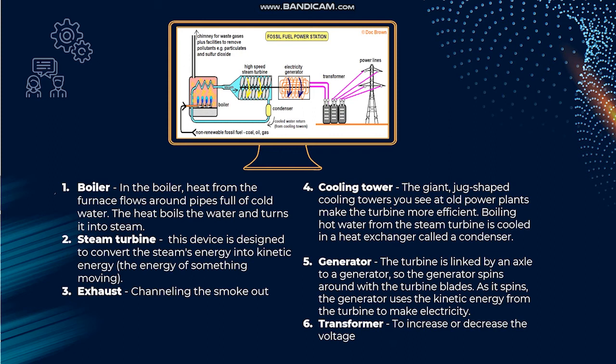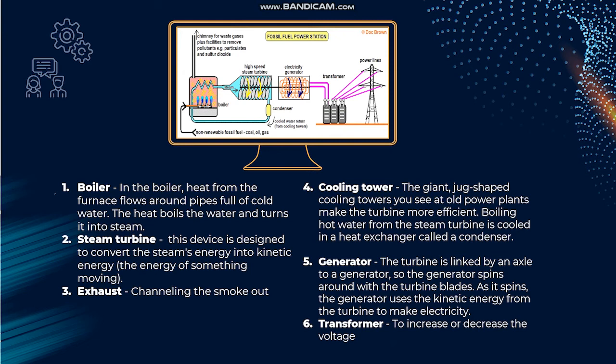First is boiler. In the boiler, heat from the furnace flows around pipes full of cold water. The heat boils the water and turns it into steam. Second is steam turbine. The device is designed to convert the steam's energy into kinetic energy. Third is exhaust, which is channeling the smoke out.